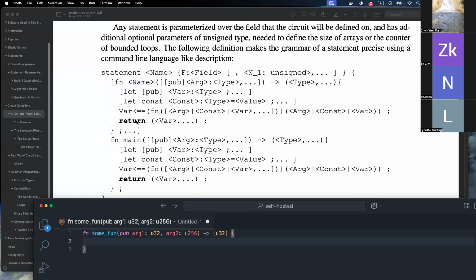So in this case, there's also return. This is just saying that, yeah, each function will have a return, and the return needs to end with a semicolon. Actually, each statement here needs to end with a semicolon.